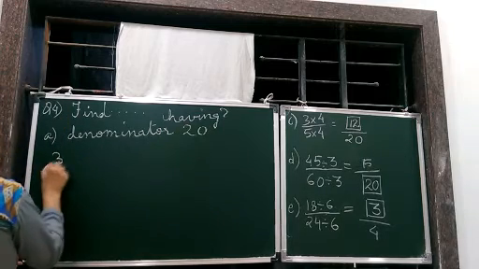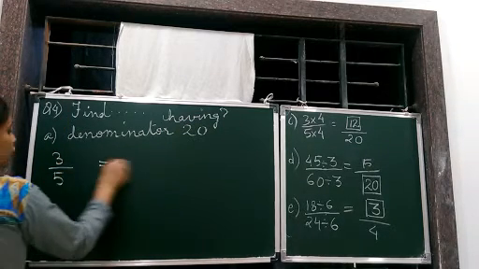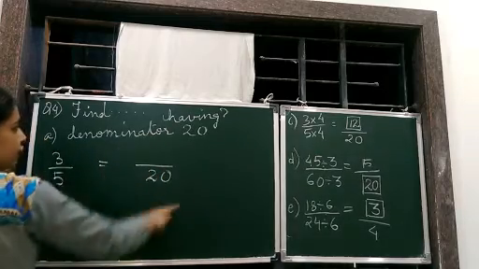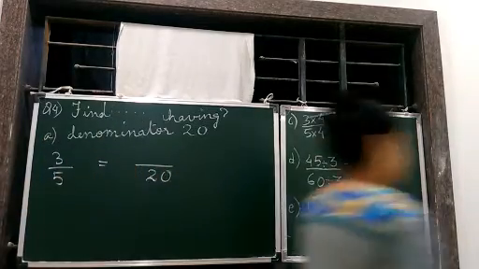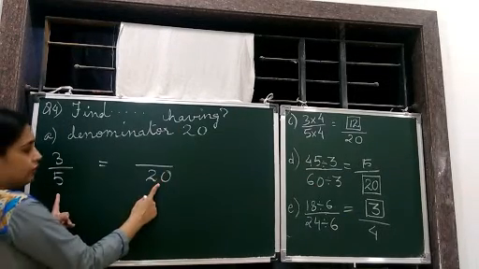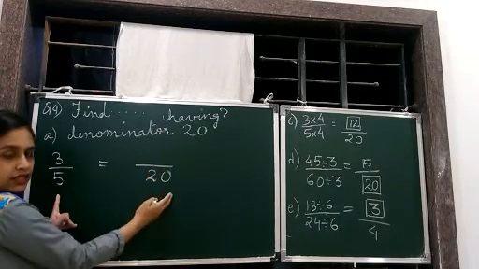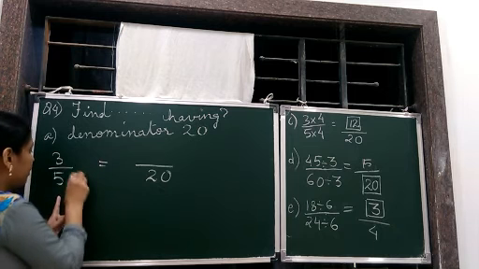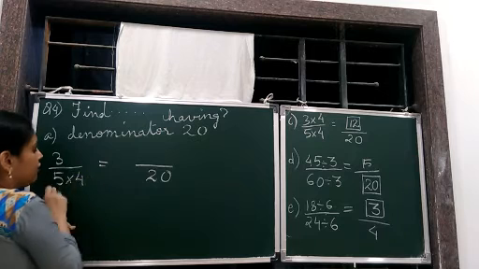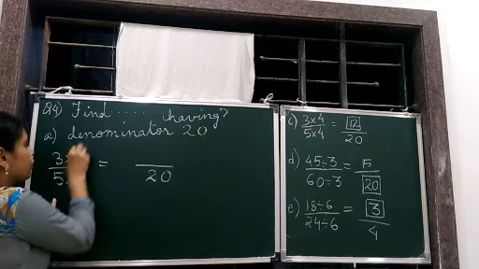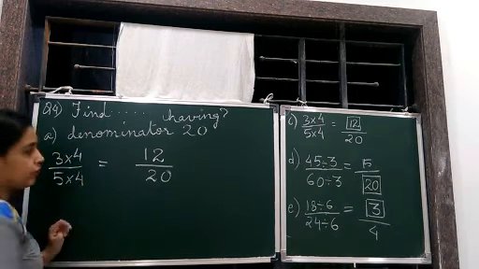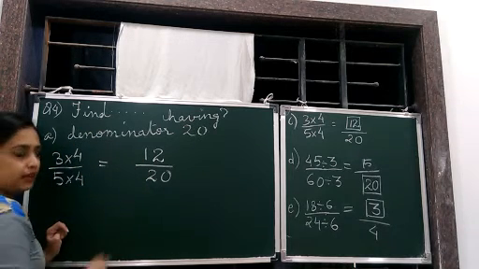Okay, for 3 by 5. So this is 3 by 5 whose denominator should be 20. Okay, so we have to find this fraction. Now, again check. Same thing. Who is greater? Right hand side is greater. That means यहाँ multiplication हुआ है. So 5 into what has given you 20? 5 fours are 20. So 3 fours are 12. Okay, so what is your answer? 12 by 20.